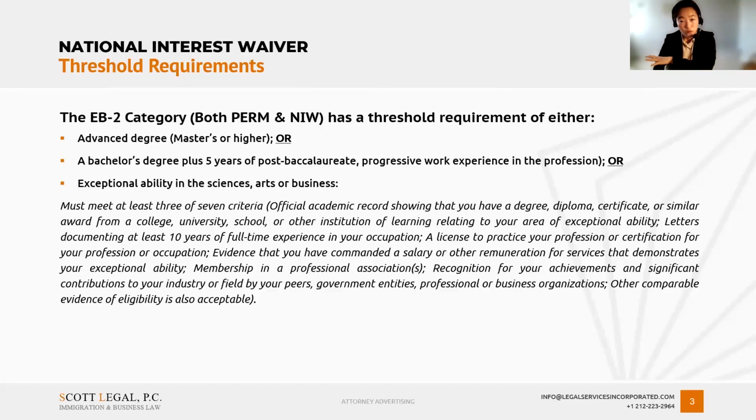The other way to meet this threshold, if you don't have a bachelor's, or a master's, or the 5 years work experience, you may try looking into whether you can prove that you have exceptional ability in the sciences, arts, or business. And the way to prove this is showing at least 3 out of the 7 evidentiary criteria listed here, such as if you have 10 years of full-time experience in your occupation, if you have commanded a high salary in your field, if you have licenses and membership in some professional associations.